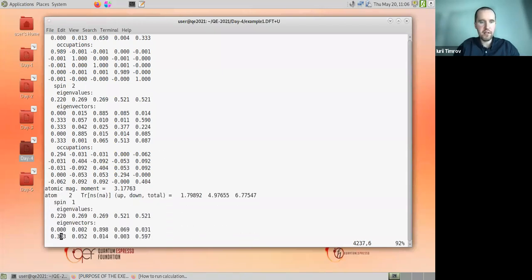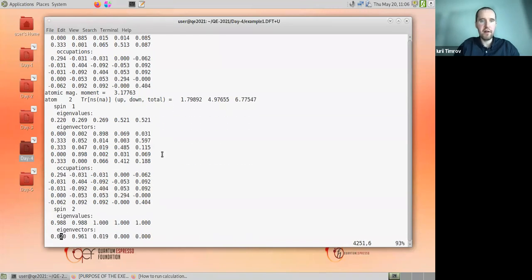Then for the second atom, because we have a second iron, we have the same information, the number of electrons. It's actually reversed. In the spin up channel, we have 1.8, in the spin down 4.98, but the sum is the same, 6.78 as before. And again here we have a reversed picture. In spin 1, we have fractional occupancies, and in spin down, fully occupied.